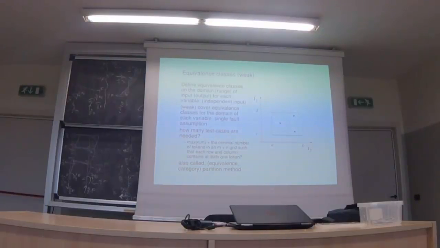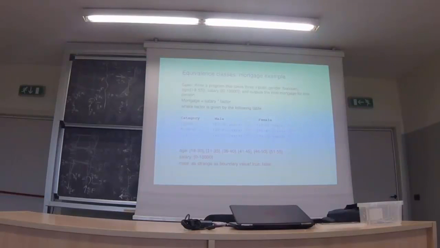So it is the minimum number of tokens, test values, in a grid, which is n times n, such that each row and each column contains at least 1 token. It's like covering a chessboard with queens, something like that. It's also called the equivalence or category partition method.